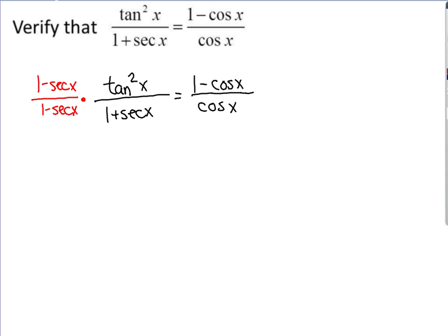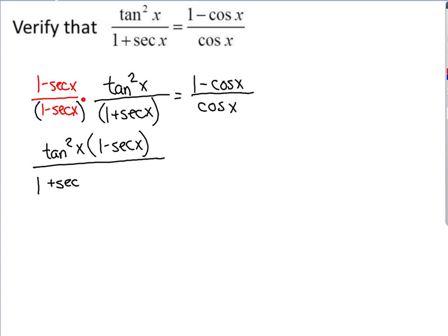So this is just going to leave me with tangent squared of x times 1 minus secant of x, all over, we are going to have to FOIL because we are multiplying two binomials. So first, outside, inside, and last.